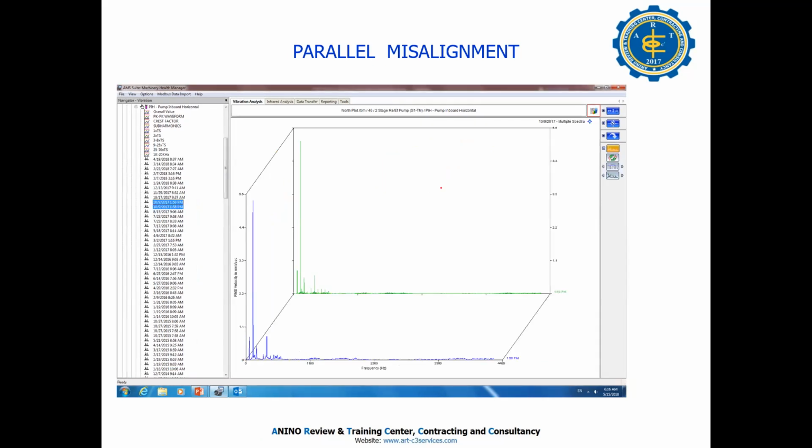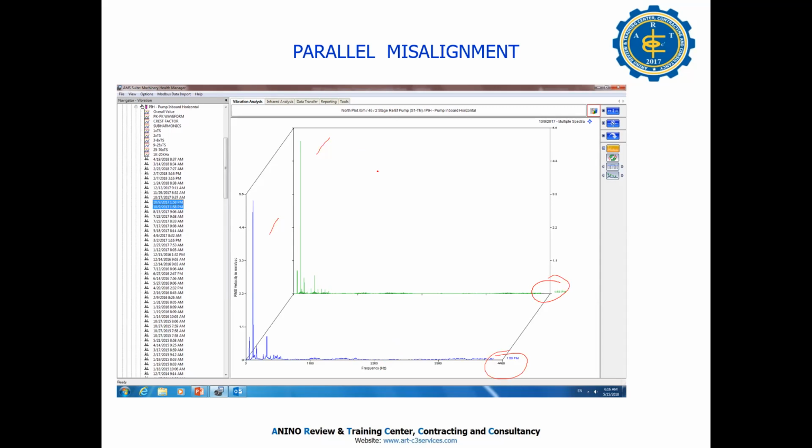So in our CSI, we can trend this one from the date before and after. What is the difference? For example, we have weekly readings, this is the reading one week ago, and this is the reading now, see? That is parallel misalignment. That is very good.